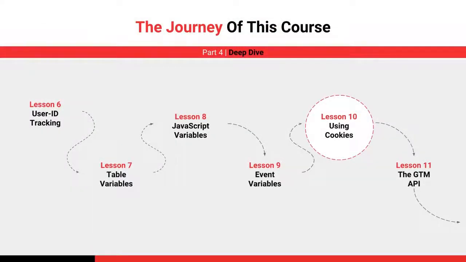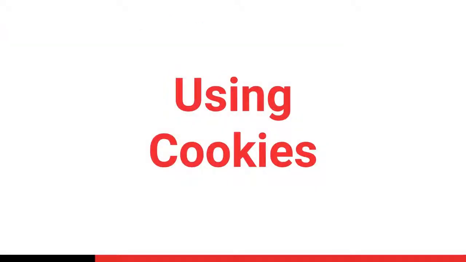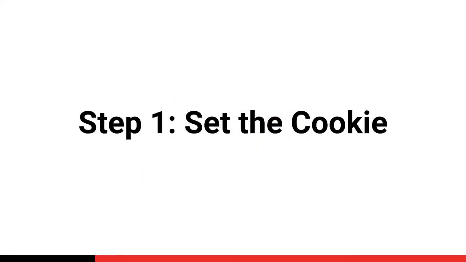The journey so far: we just finished with event variables. We're now on using cookies. Then we will move into the Google Tag Manager API to get a little bit of API awareness, and then we'll wrap up from there. Today is all about using cookies in Google Tag Manager. We're going to start with step number one, which is setting a cookie.